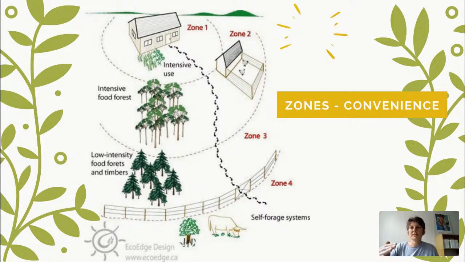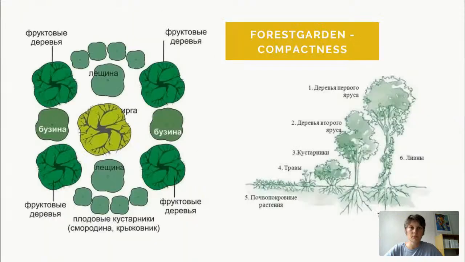Yeah, and all the elements go like this: the first zone is intensive use, then the next zone is less intensive use, and low intensity at the last zones. And for zone 5, we say that we need some place for wild nature as well, and it will be zone 5.